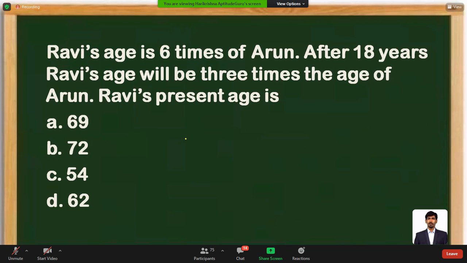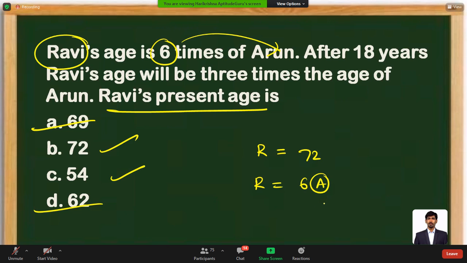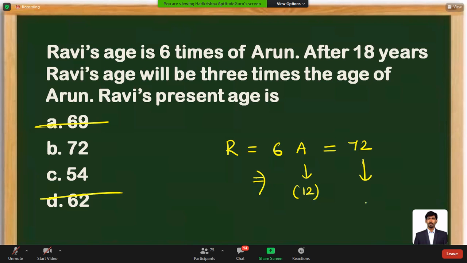Or otherwise, you can also observe Ravi's age is 6 times Arun's age. They are expecting Ravi's present age. It must be a multiple of 6. What are the numbers in the 6 table? 72 and 54. Let's assume Ravi's age is 72. Ravi's age is 6 times Arun's age, that means 6 times 12. It is 6A. 6A is equal to 72 means A must be 12.